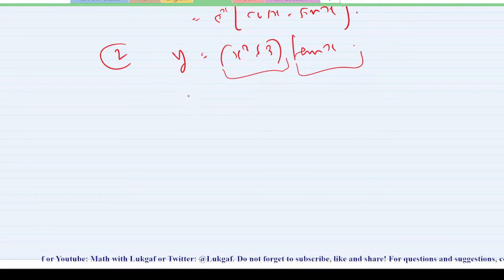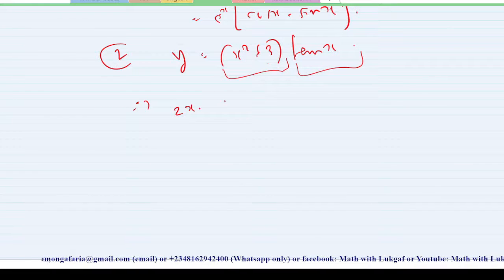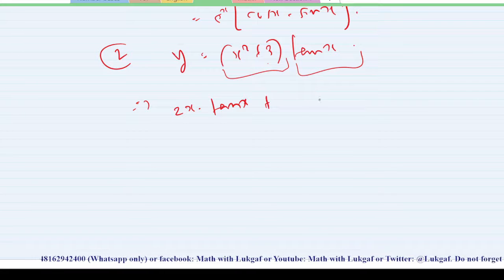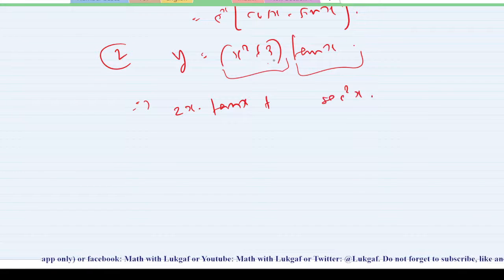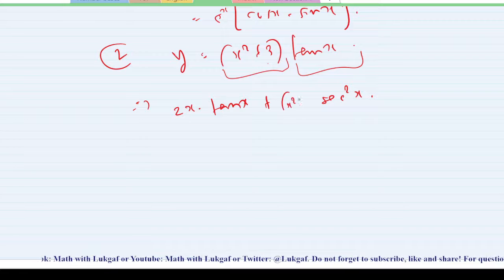Okay, now don't forget the approach. If you want to do it without writing this formula, perhaps we are doing a multiple choice, it is very simple. What you are going to do is differentiating the first function, that will give me 2x, leaving the second as it is, tan x, plus differentiating the second, that will give me sec square x, leaving the first as it is, that's x square plus 3.